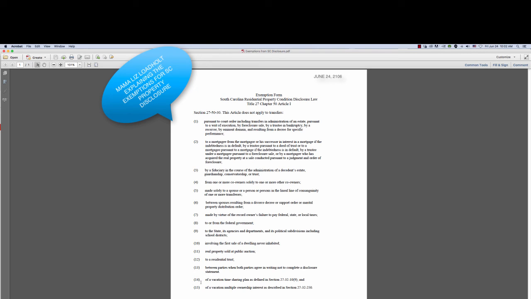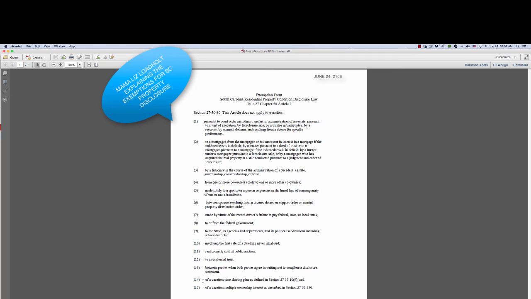Number 14, if a vacation time sharing plan is defined in section 2732.10, and if a vacation multiple ownership interest is described. So if you have a timeshare and you're selling your portion of the timeshare, then that would be exempt. But the person who's been buying it would still need that property disclosure.